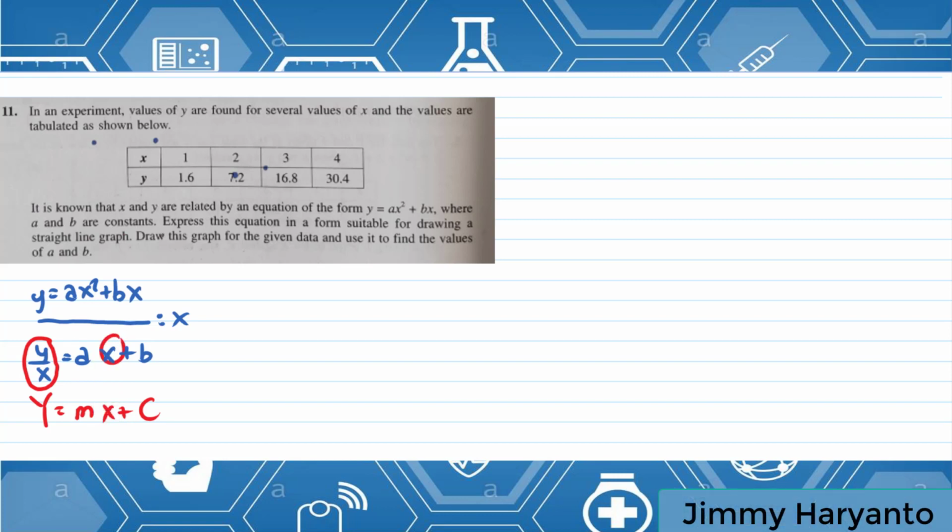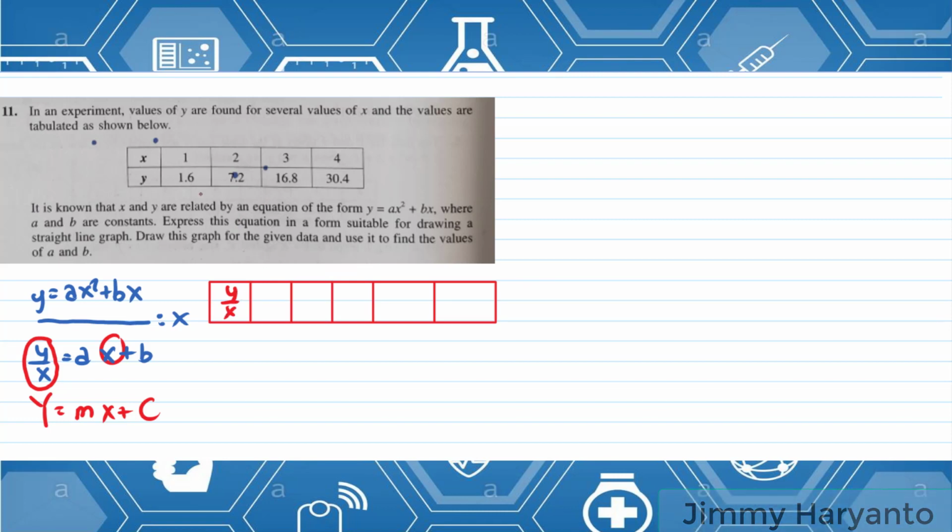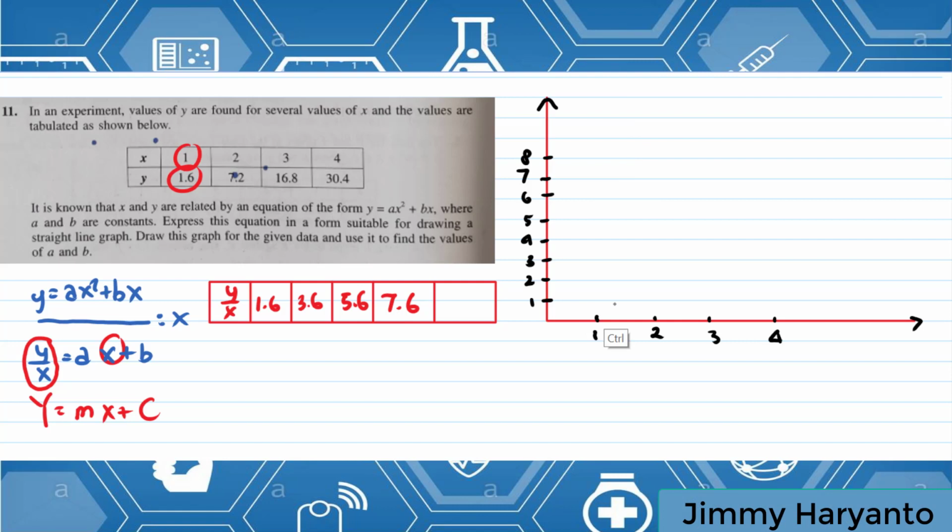Okay, let's plot it. But we don't have the y over x table, so I will create it for you. Okay, this is the y over x table. To calculate y over x, you only have to divide this and this. 1.6 divided by 1 is 1.6. 7.2 divided by 2 is 3.6. This one is 5.6, and the last one is 7.6. There you go. We have the table for y over x, and then we have to plot it on the Cartesian plane.